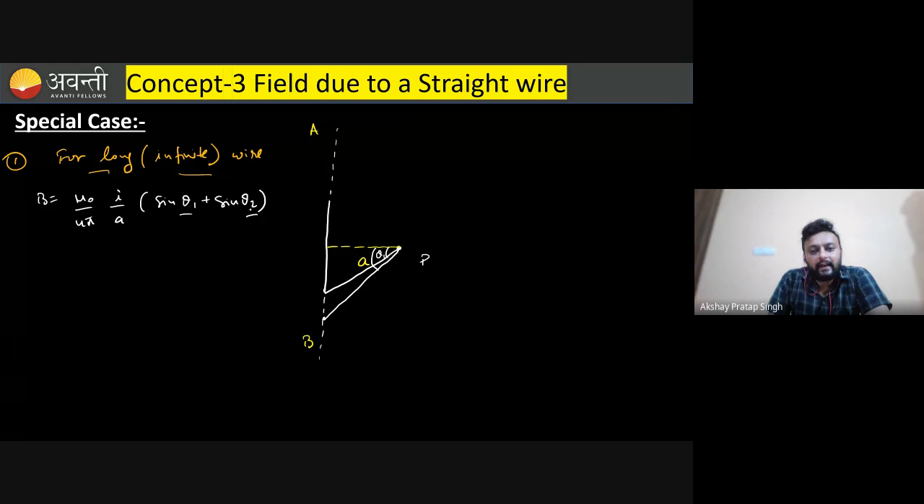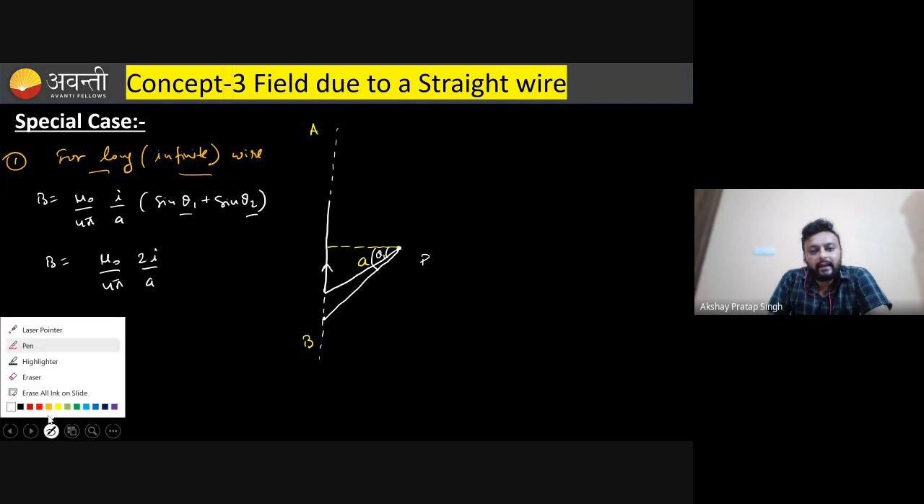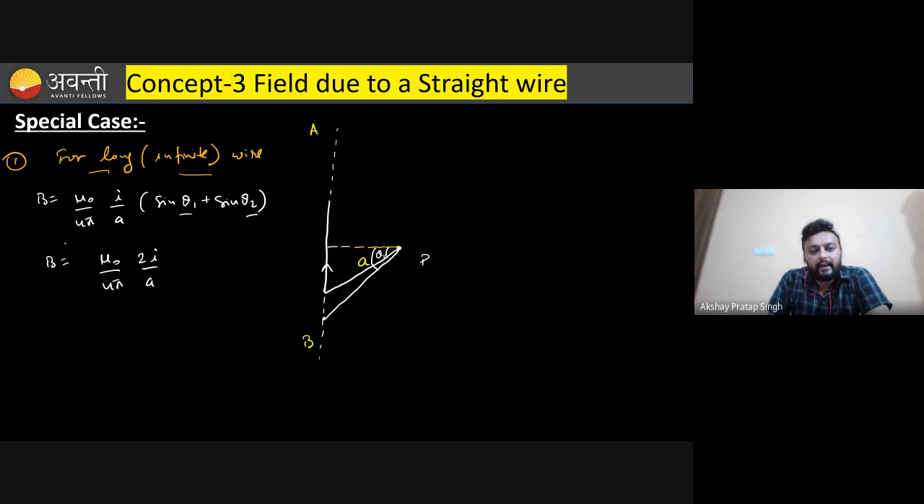If you put theta 1, theta 2 as 90, sine 90 plus sine 90 becomes 1 plus 1, that is 2. So what is the ultimate result? Mu naught over 4 pi, 2I by A. The calculation of the current direction of the field is the same as told in the previous lecture. So this is the standard result you should remember for a long or infinite wire. Always remember.